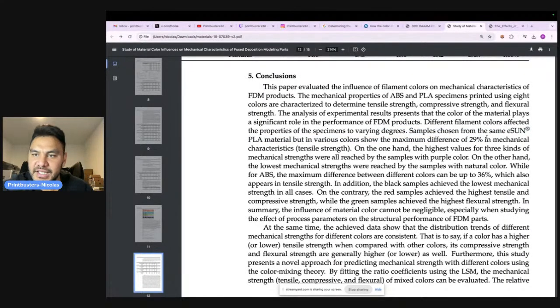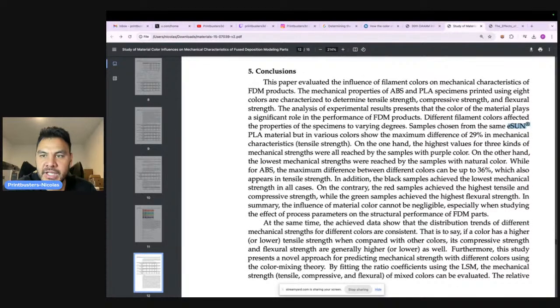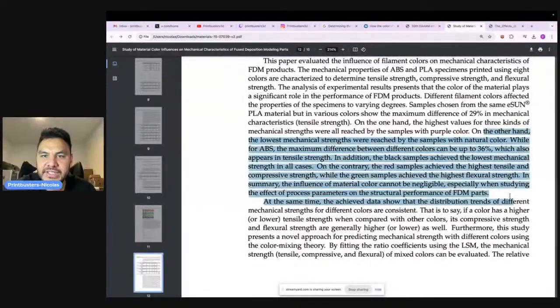Yeah, okay, so that's again the hypothesis that I think we should not make, that if it comes from the same manufacturer, then it's exactly the same PLA. For me, that's not true. On one hand, the highest value of three kinds of mechanical strengths, blah, blah, blah. Yeah, and all the rest is based on that.